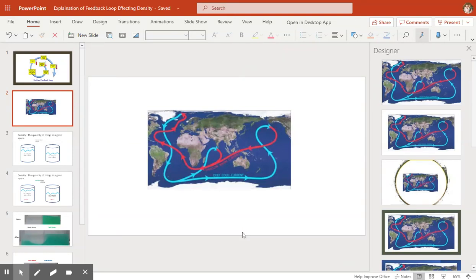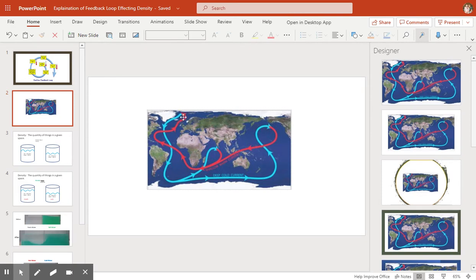Okay, so let's talk about how the decreasing albedo will actually affect the ocean conveyor belt, or the massive current that goes around the world. Here's the current right here. We can look at it. We can see a cold, deep water current that goes around, and then we can see a warm surface current that goes around.